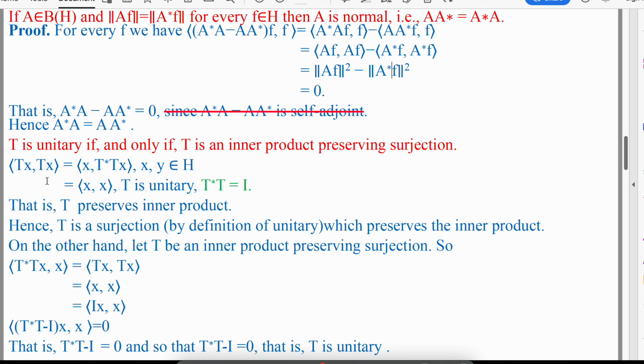For the second result, T is unitary if and only if T is an inner product preserving surjection. Surjection means onto. Bijective means one-one and onto. So inner product of Tx with Tx is equal to inner product of x with T star Tx.